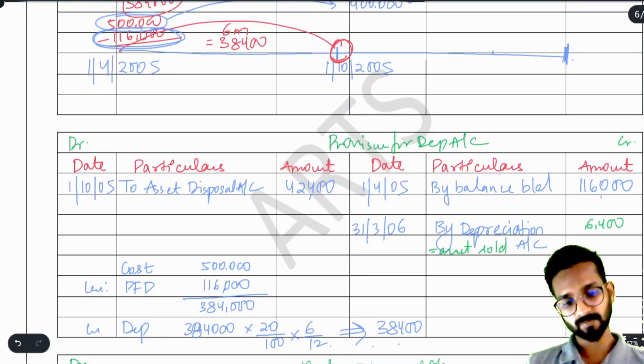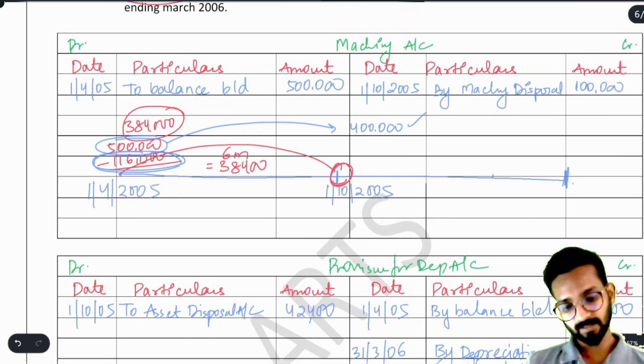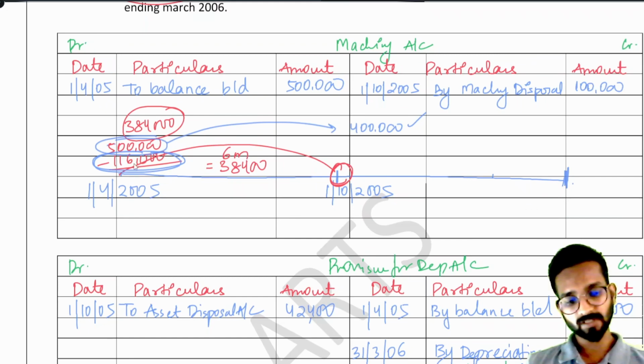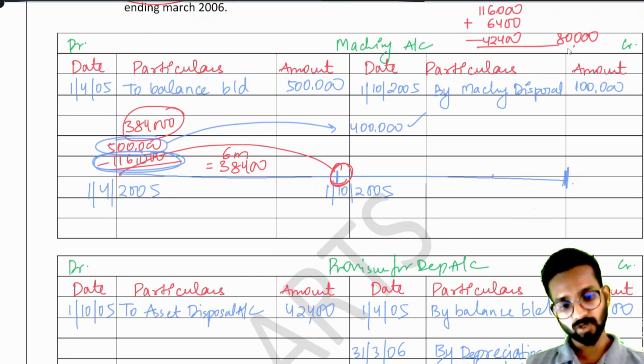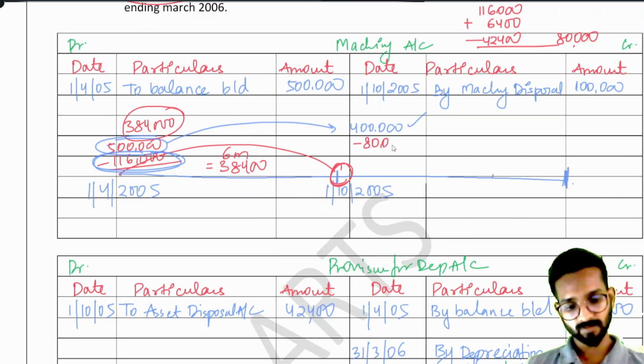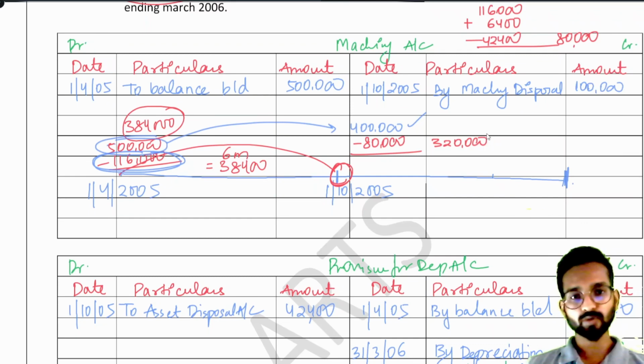Now understand this, that 5 lakh was there, it will become 4 lakh. Asset provision for depreciation was 1,16,000. I will write here 1,16,000 plus 6,400 for current year minus 42,400. This will give me 80,000 rupees of accumulated depreciation or provision for depreciation. So I will write here minus 80,000. That will give me 3,20,000. So now the cost is 3,20,000.